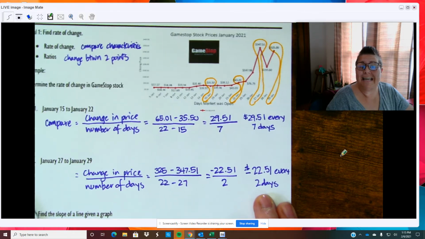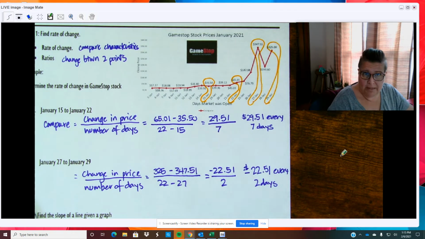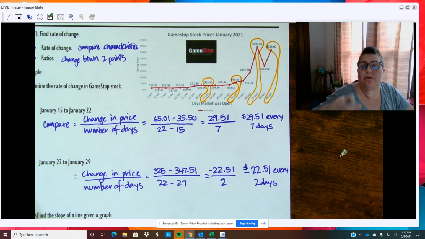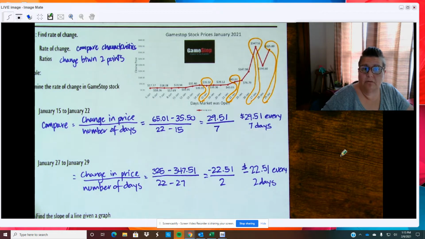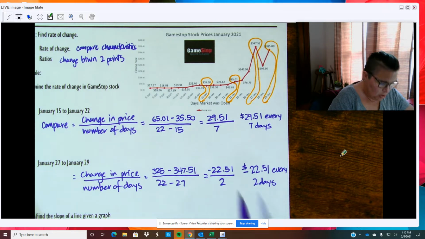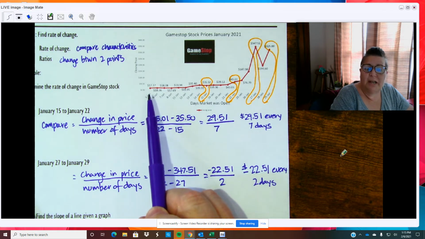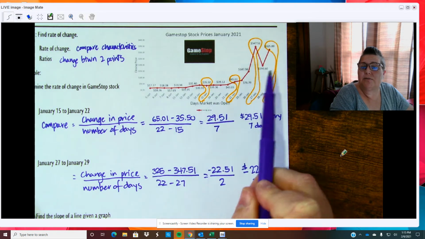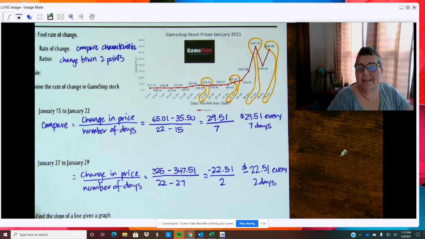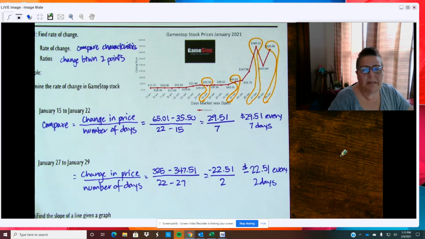Now, this GameStop stock price graph is rather erratic. The rate of change is not consistent because stock prices go up and go down. If you're at all familiar with this, you probably know that the GameStop stock price started in the month of January at just under $18. And you can see here at the end of January, that same stock was worth $325. Google it. It's really pretty interesting.